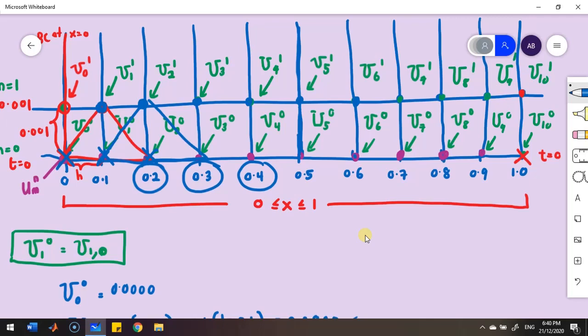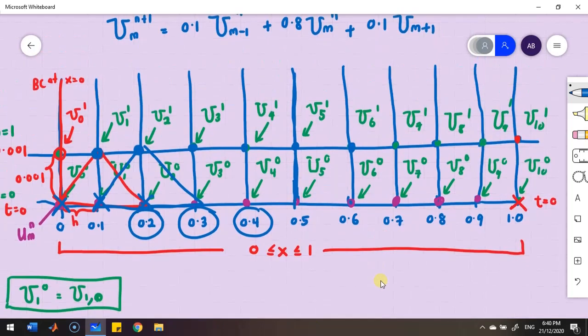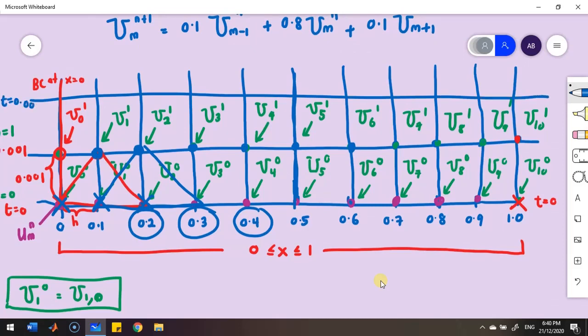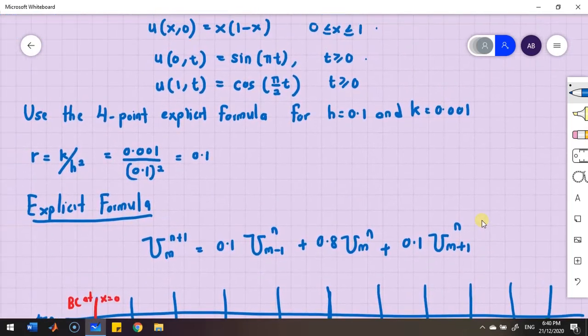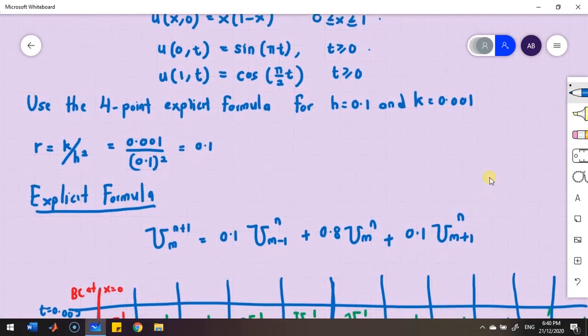Okay, my pen is not working for some reason. There you go. You can find the value at t equals 0.002. But I am going to stop here because the question just asked me to start with h equals 0.1 and k equals 0.001. So this is the numerical approximation using the explicit 4-point method.